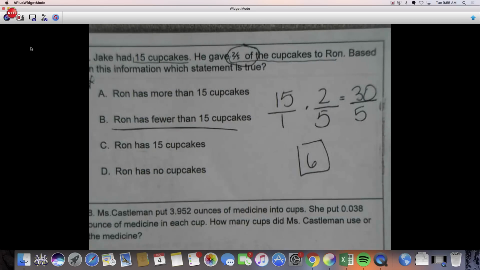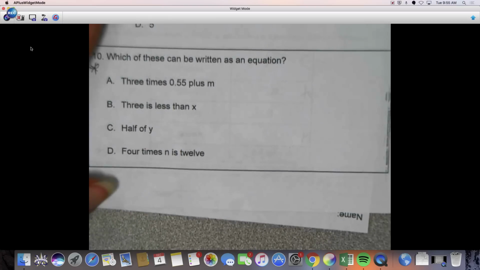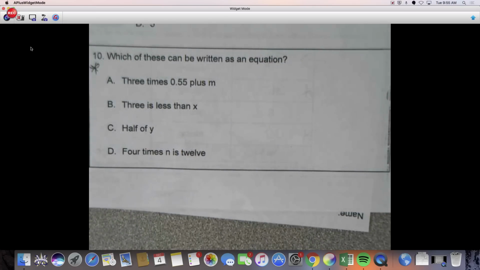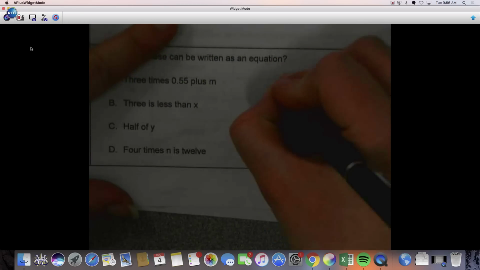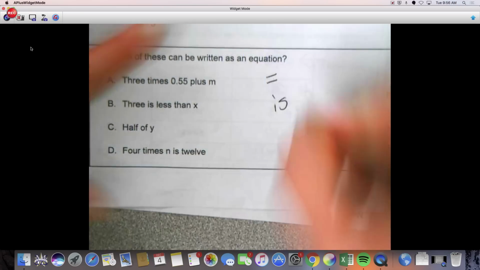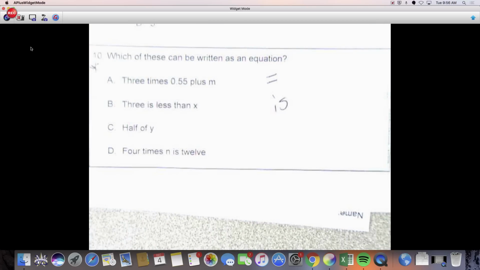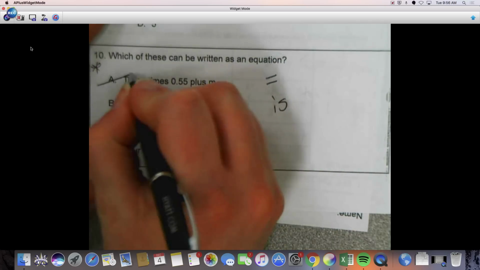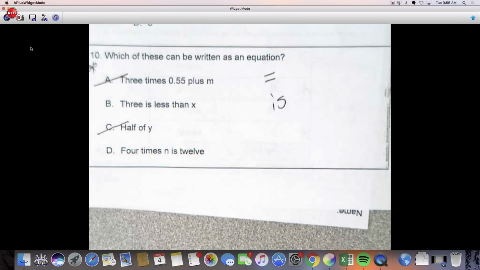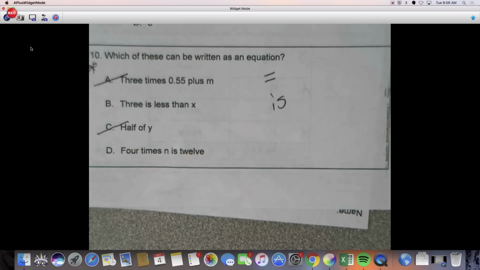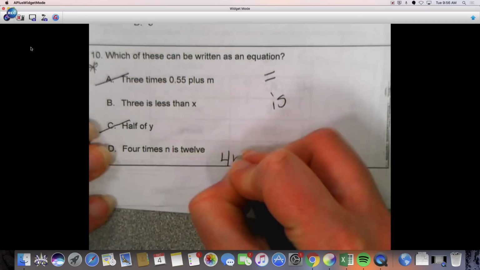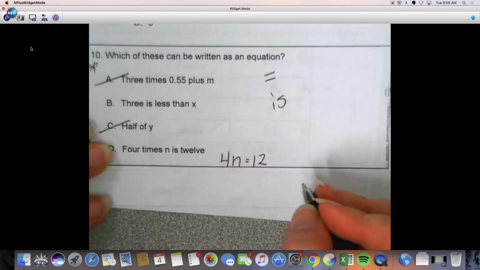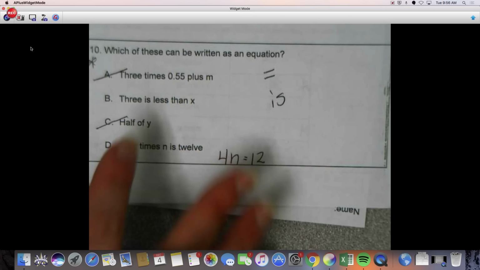Okay? Now, look down here. Just by glancing, which of these can be written as an equation? D. You're looking for equals, you're looking for is. Only 2 of them have equals and have is. So I could cross that one off and that one. Which one gives you an answer? D. 4 times n is 12. 4n equals 12. Okay? We have 2 more to go over.